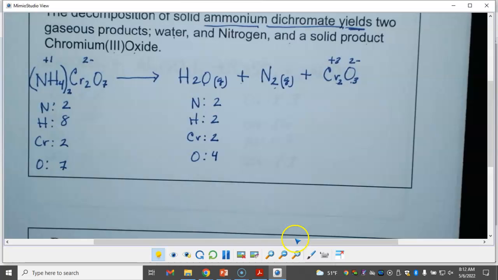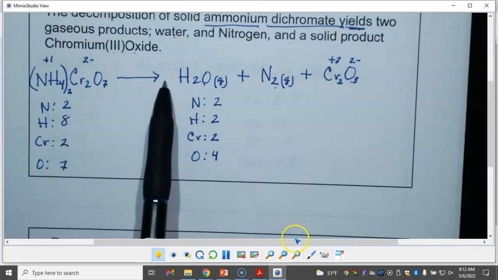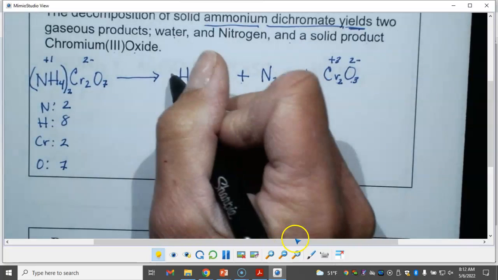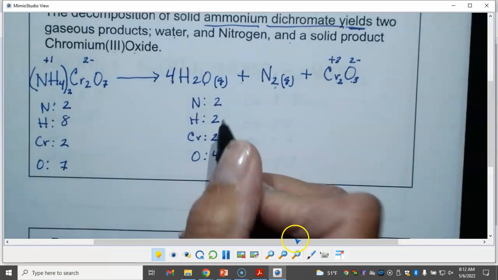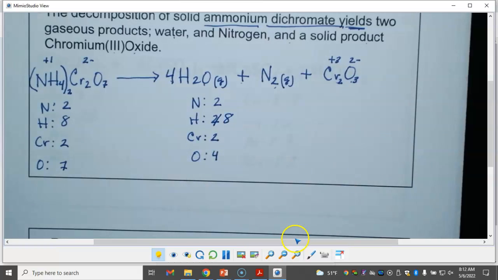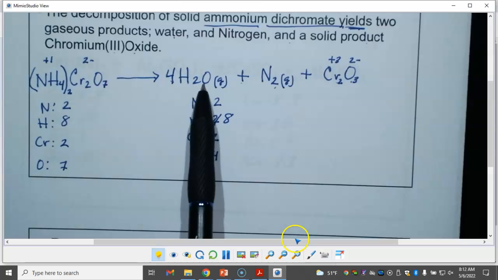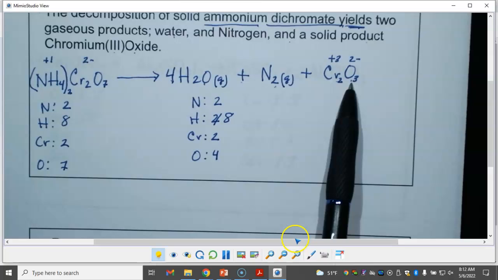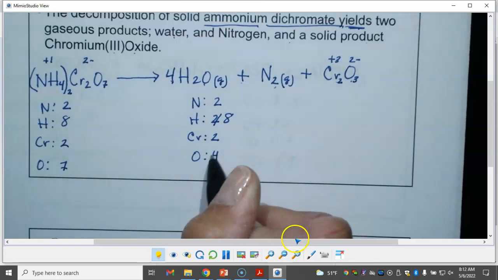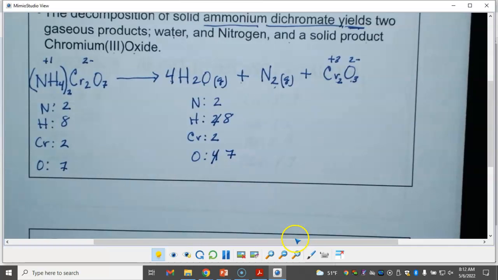Hydrogen. Okay, so what do we want to put right here? 4. Good. So that's going to give us 4 times 2, that's going to give us 8. But that changes my oxygen. So I have the 4 right here plus the 3 right here to give me a total of how many oxygen? 7. That worked out very well. Do we have to fix anything else? You guys are rock stars.